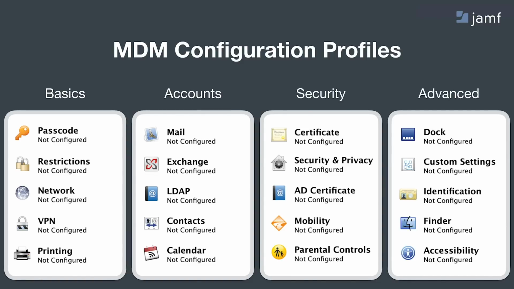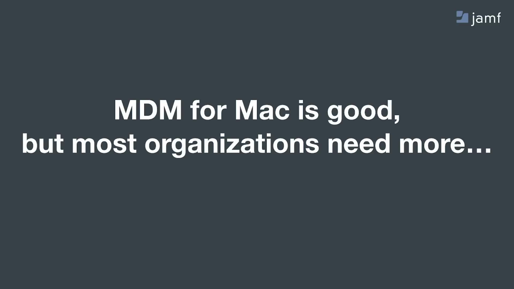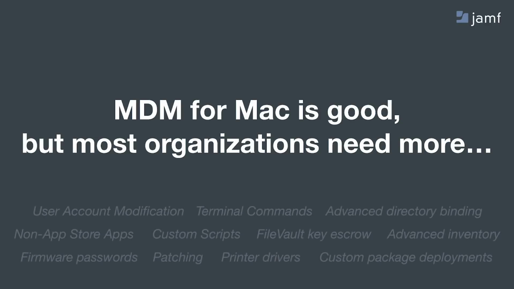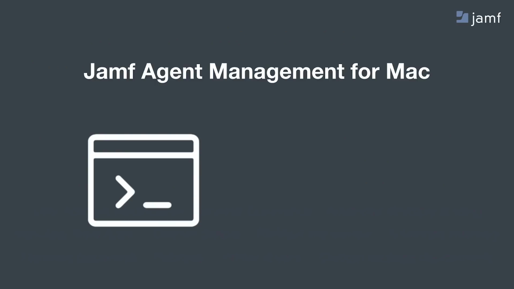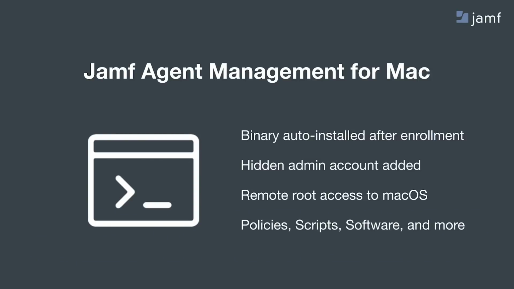And while MDM on the Mac is pretty good, a lot of organizations need a little bit more control on the Mac side of things. And so that's why we actually have an additional management control for the Mac specifically, and that is our Jamf agent. The Jamf agent is essentially just a binary that gets automatically installed after enrollment. So after the DEP process enrolls the device, this binary gets installed. And it lets you create this hidden admin account that you get to control. You get to control the username and password of this hidden admin account.